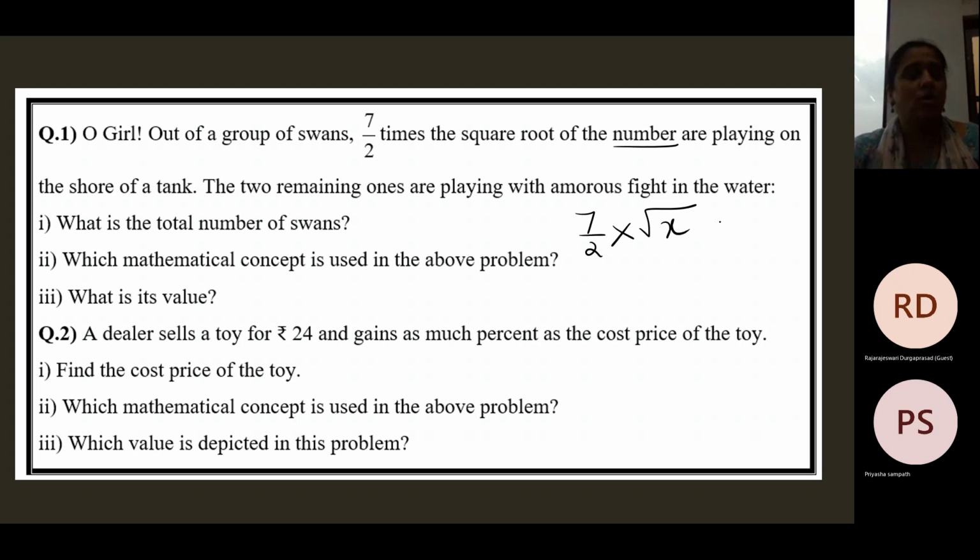Now these are playing on the shore of a tank. The two remaining ones are playing with enormous fight in the water. So that means plus 2. What is the total number of swans? Is equal to X. Yes or no? That's the equation, because the number of swans playing on the shore of the tank plus the two others playing in the water is equal to the total number X.